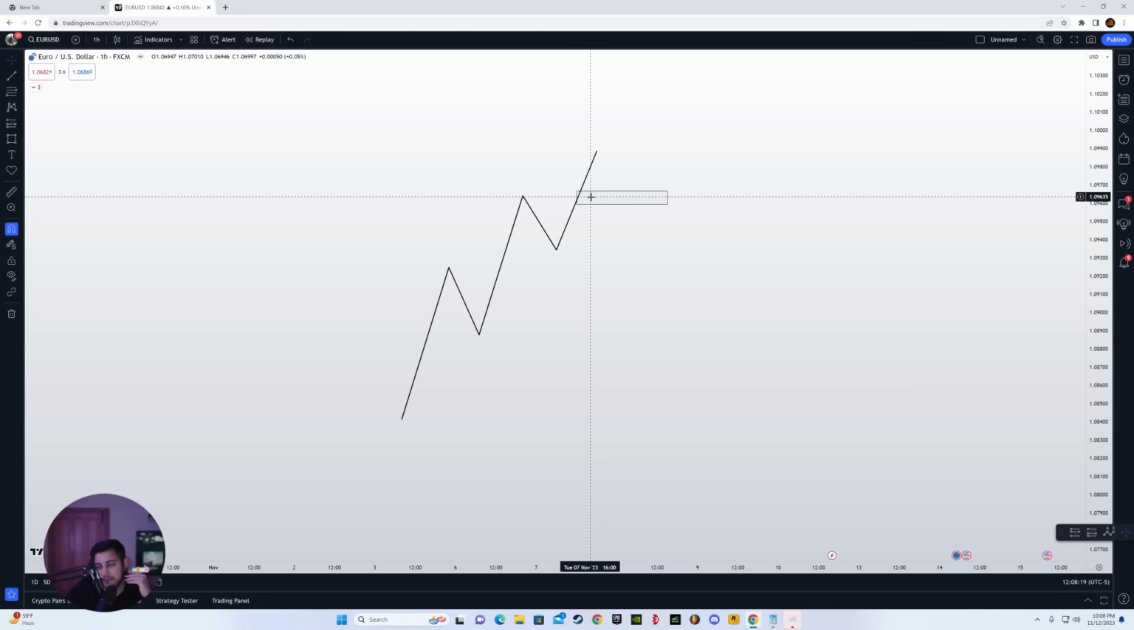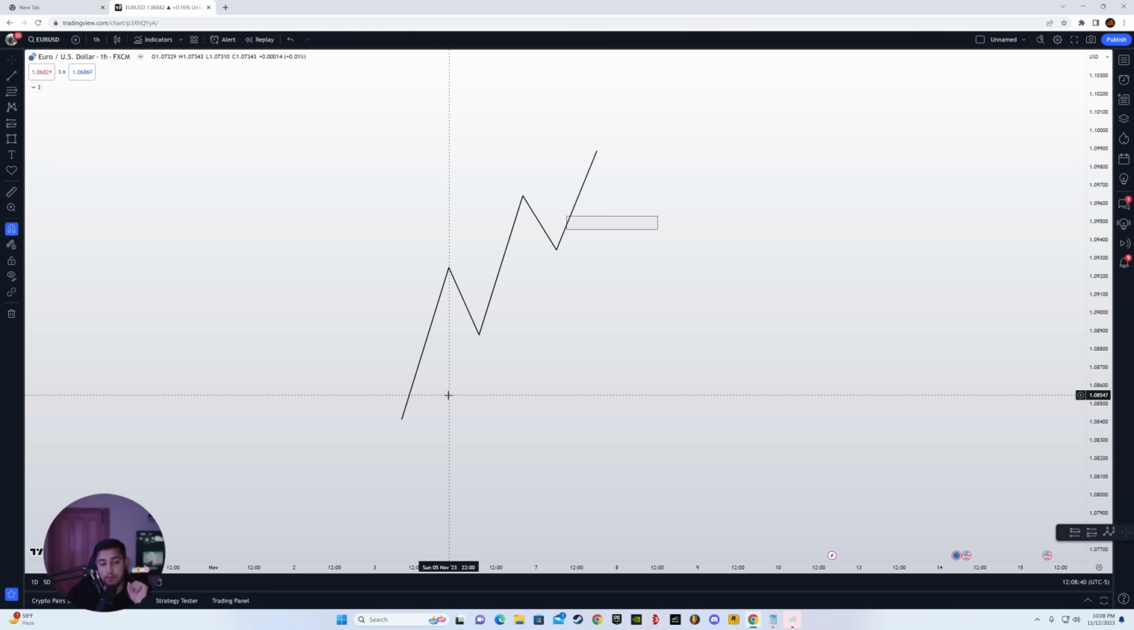Now in some scenarios, the order blocks don't necessarily have to be in the discount zone. We want to utilize every single order block, but it is always better to take your entry from the order blocks that are in the discount zone, but it is not mandatory. We want to utilize every single order block.